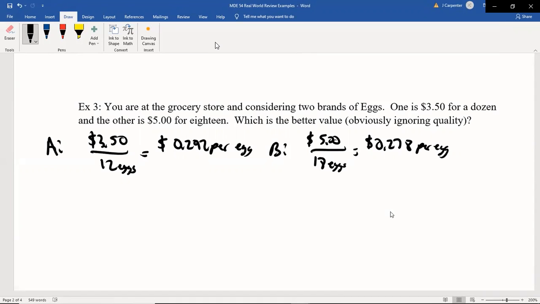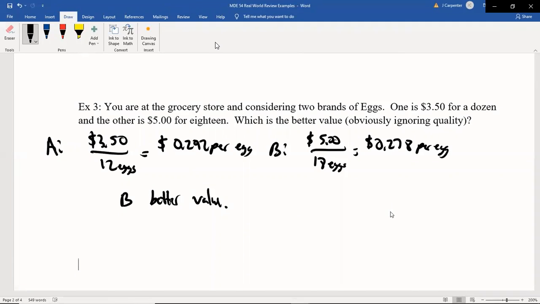So which one do we want? Do we want the 29 cents per egg or the 28 cents per egg? Well, if you're just going purely based on cost analysis and not quality, you want to go with the cheaper one. So brand B is the better value, but not by much.